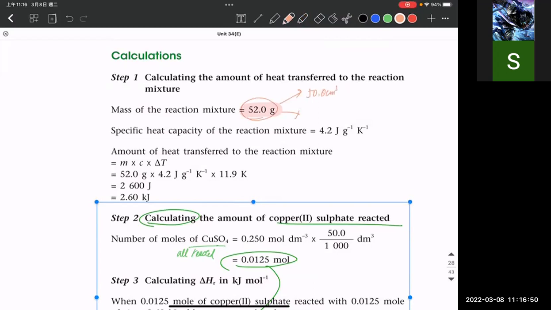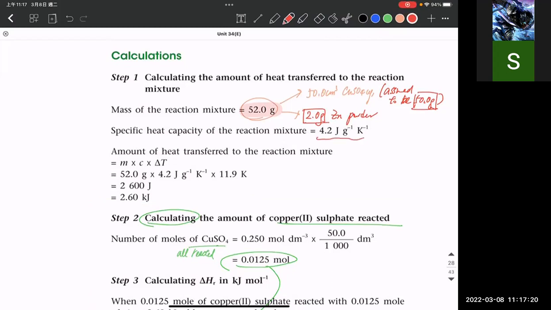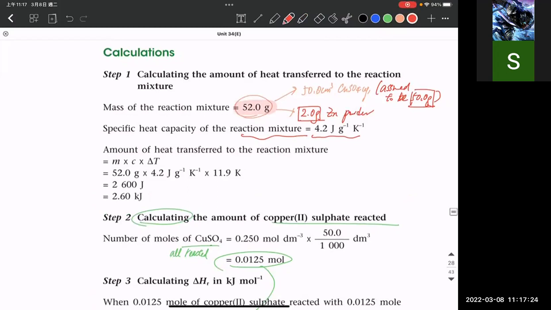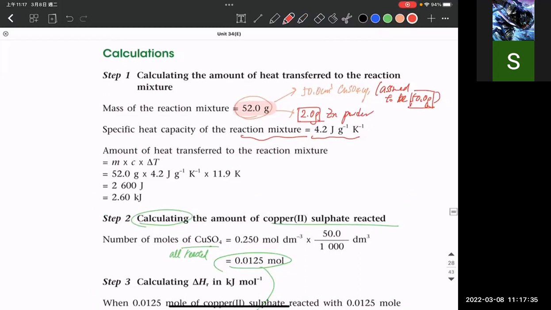50.0 cm³ of the copper II sulfate, and you just assume it to be 50.0 gram, together with 2.0 gram of zinc powder. So add it together. You may get it as 52.0. While this one, for this reaction mixture, it is 4.2 joule per gram per Kelvin. And the delta T, it is done by extrapolation. You project the maximum temperature rise.